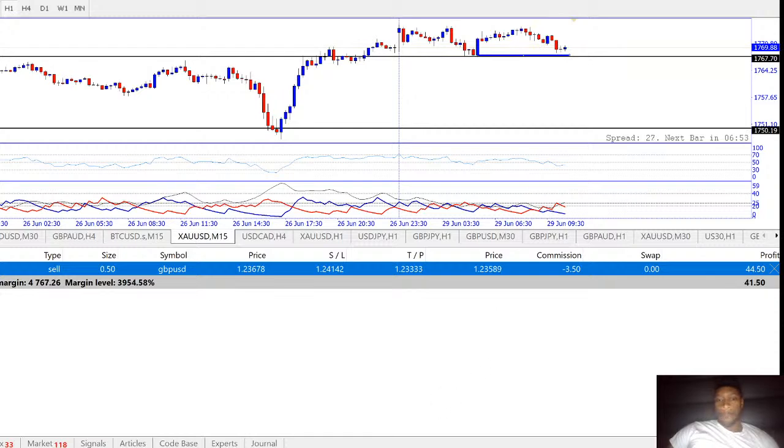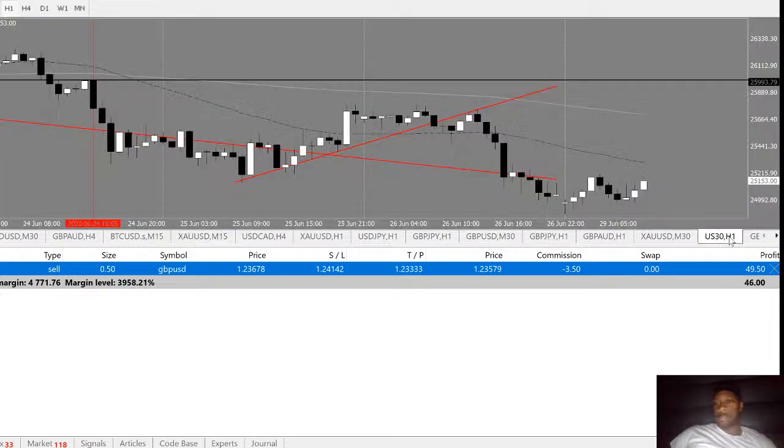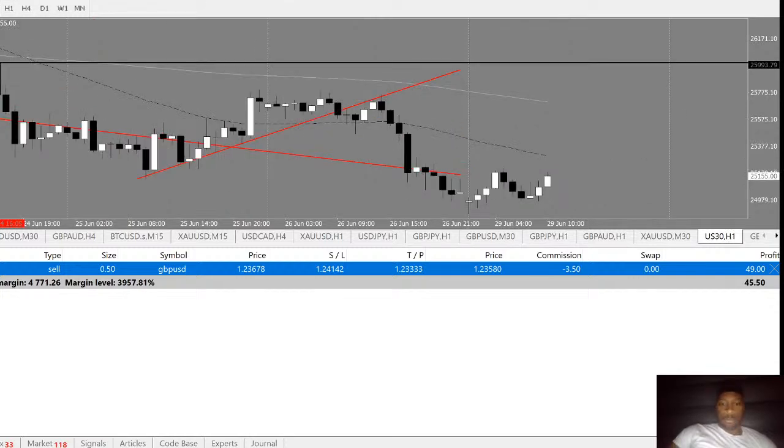Let me look at US 30 actually. That Dow Jones, man. For people who trade indices, US 30 be moving. Yeah, US 30 might be in an uptrend during New York session.